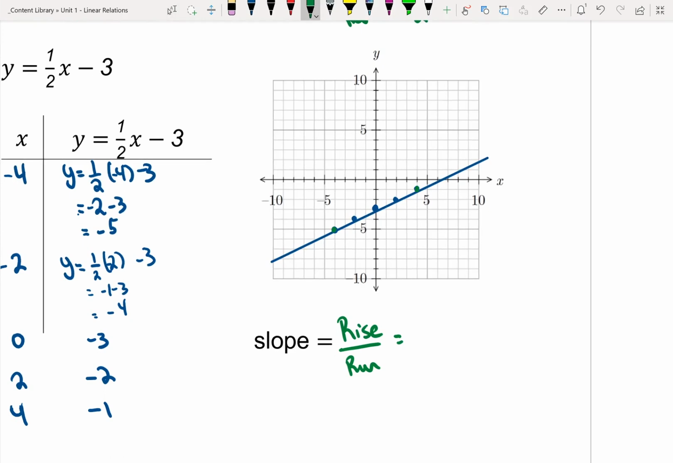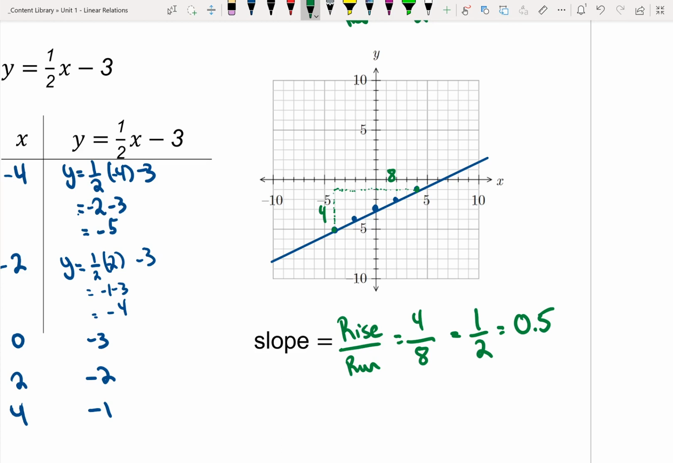So here my rise is 1, 2, 3, 4. So +4. I'm going in the positive direction as well for my run. So we go over 1, 2, 3, 4, 5, 6, 7, 8. Go over 8, so 1/2. Right? 4/8 can be reduced to 1/2 or 0.5, either way.